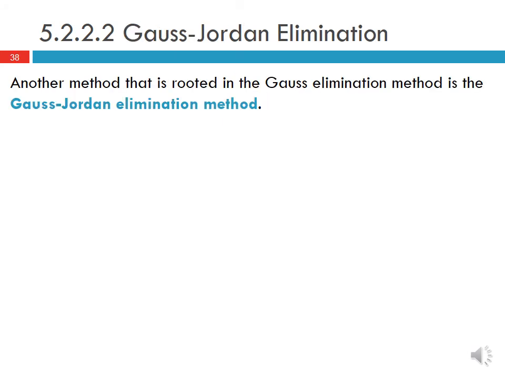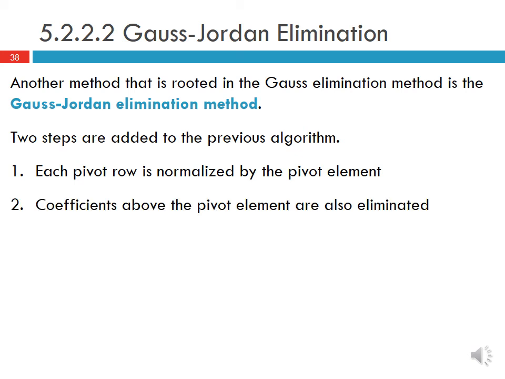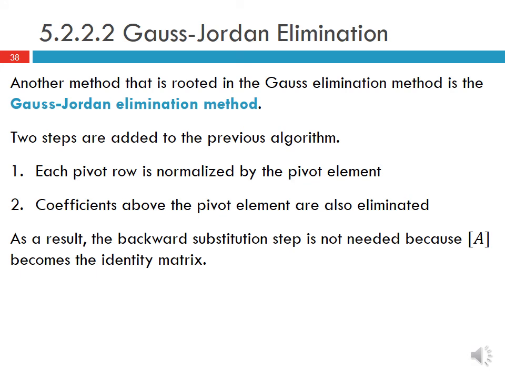So another method that is rooted in Gauss elimination is called the Gauss-Jordan elimination method. Two steps are added to the previous algorithm to arrive at the Gauss-Jordan elimination algorithm. First, each pivot row is normalized by the pivot element, so we end up with 1s along the diagonal. And then second, the coefficients above the pivot element are also eliminated. So we don't just end up with an upper triangular matrix, we actually end up with a diagonal matrix. And as a result, the backward substitution step is not needed because A ends up being the identity matrix.